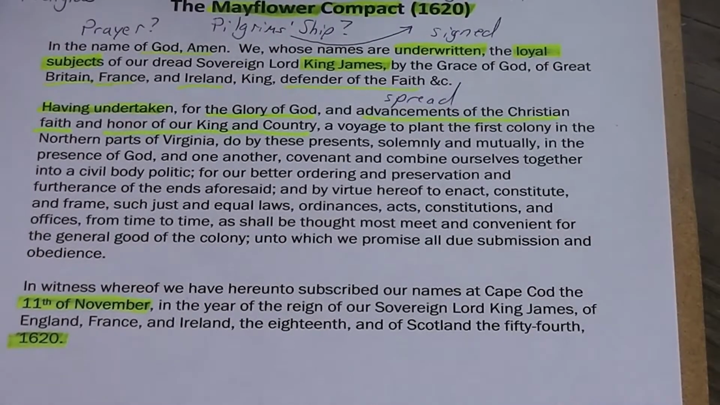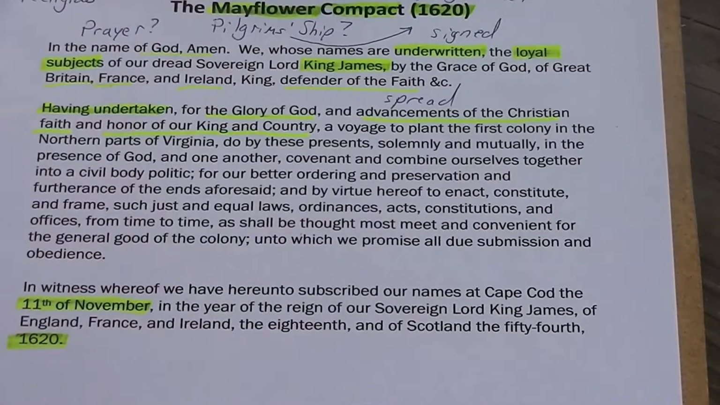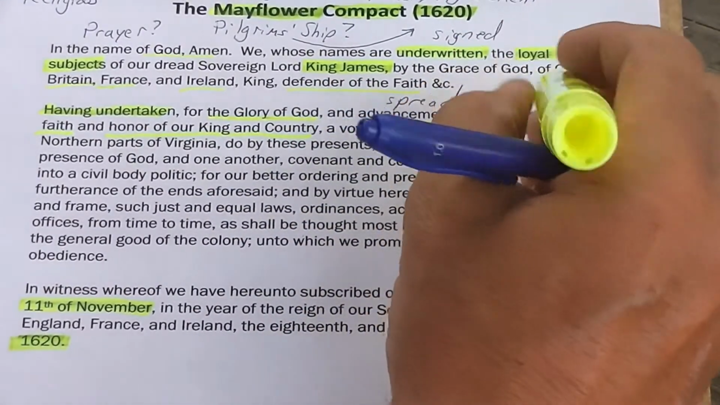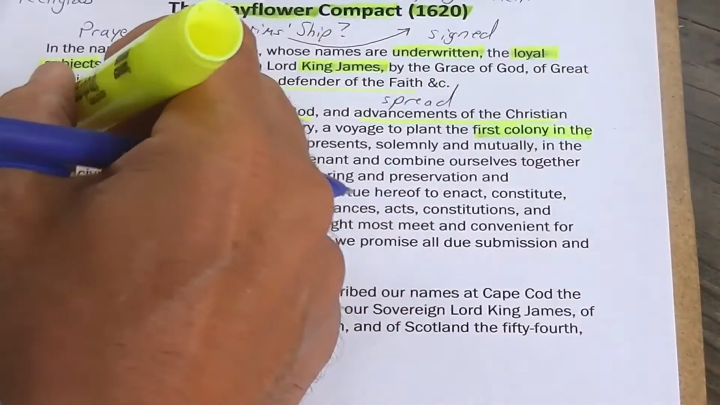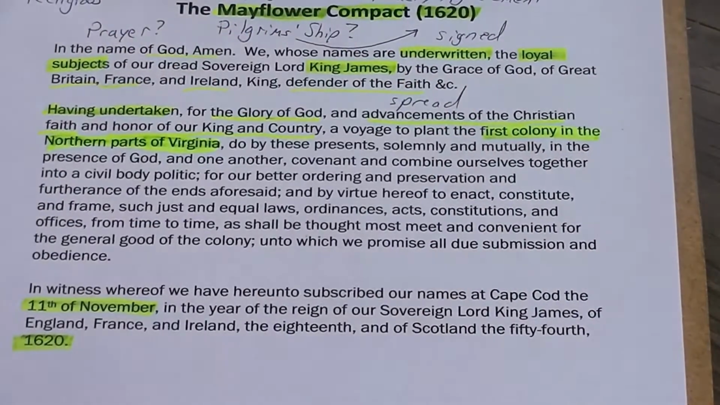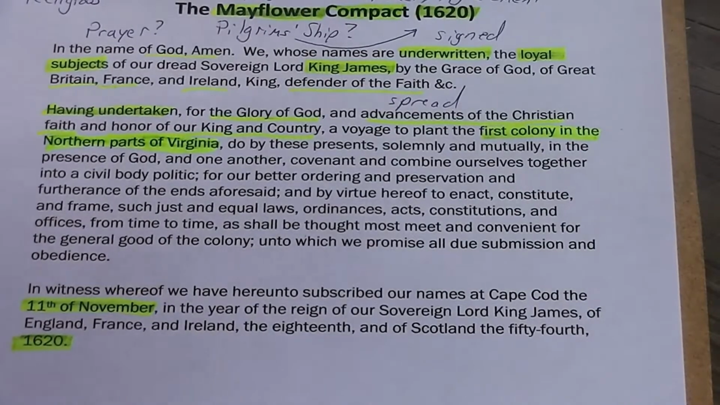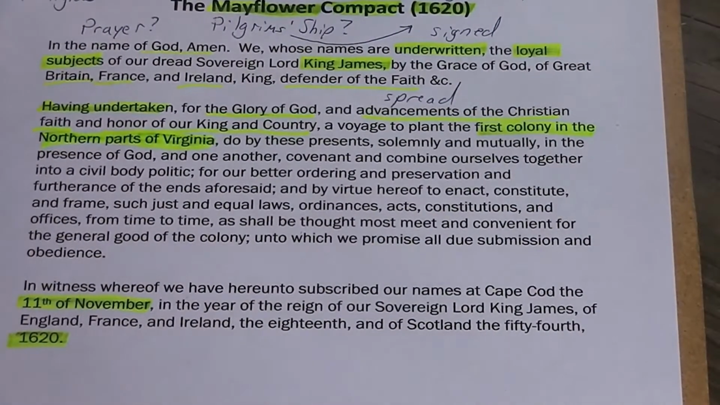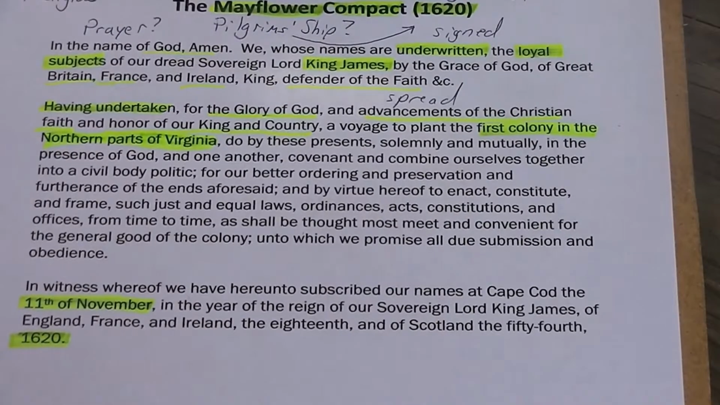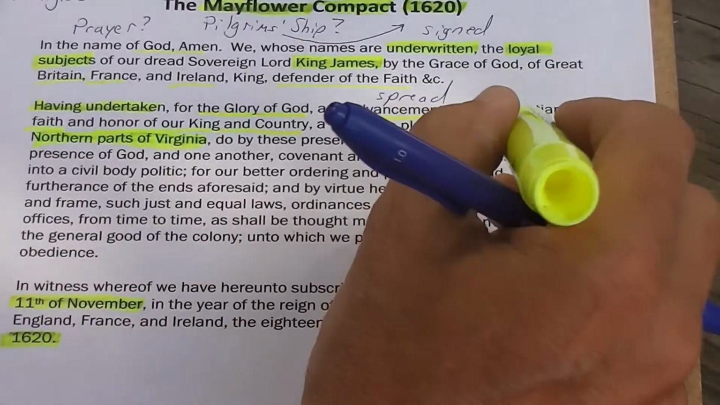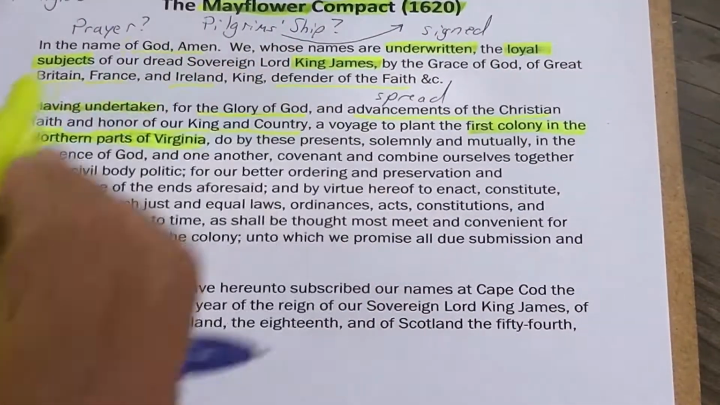They're doing this to honor their king and even to honor England. And they took a voyage to plant the first colony in the northern parts of Virginia. So the Plymouth colony, which the Pilgrims began, was not the first English colony in America. The Jamestown colony had already been successfully planted south of them in Virginia. And so they're saying this is the first colony in the northern parts of Virginia.